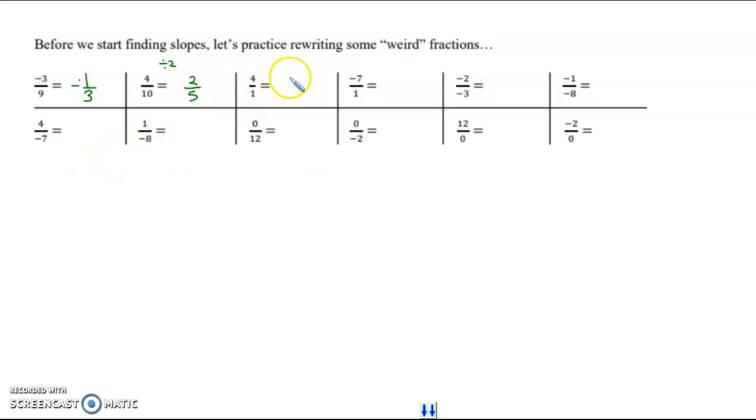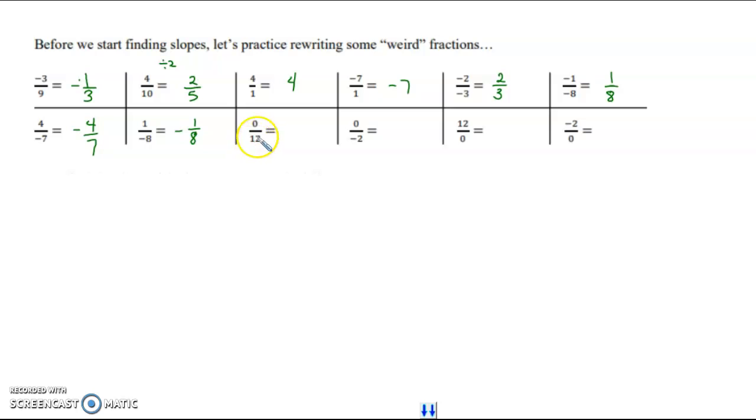4 over 1 is the same as 4. -7 over 1 is the same as -7. -2 over -3: I have a negative divided by a negative, which means that there's going to be a positive. They don't share a common factor other than 1, so it's just going to be 2/3. -1 over -8. Take away the negatives because they become positive, and we get positive 1/8. 4 over -7 cannot simplify, so it's just -4/7. 1 over -8 cannot simplify, and it's just -1/8.